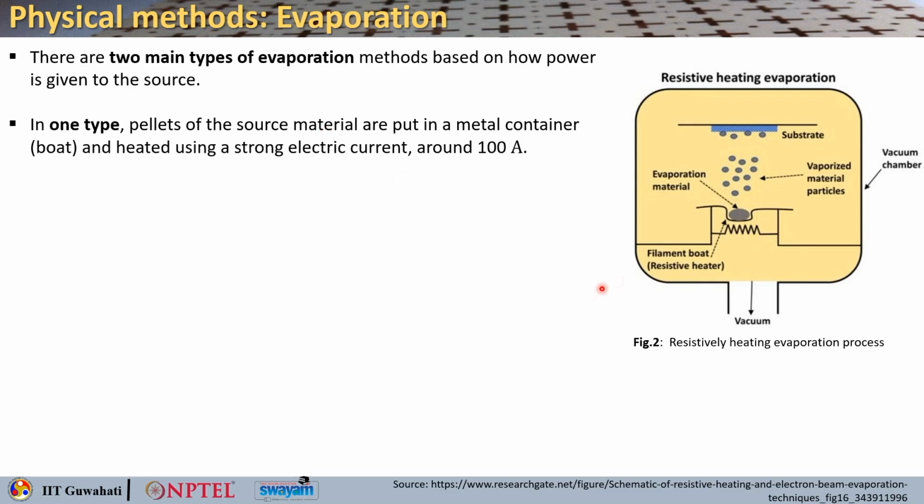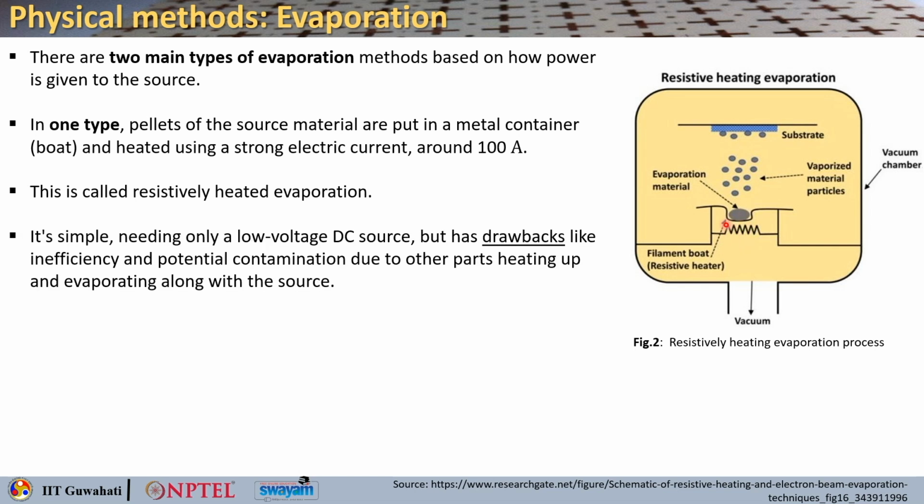So, in one case you can see the pellets of the source material are basically put in a metallic container, or something like a boat, and that is heated using a strong electric current, something around 100 amperes. It will heat up and you are getting basically resistively heated evaporation. So, it is simple, and these vaporized molecules will go and deposit on the substrate in this vacuum chamber.